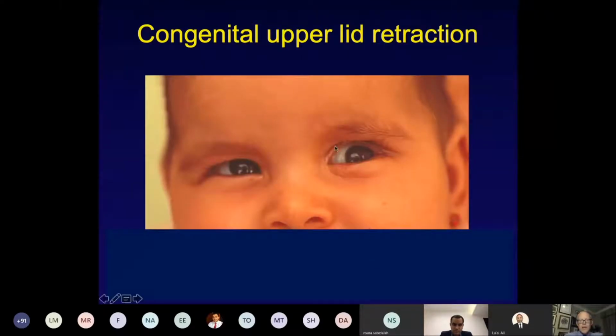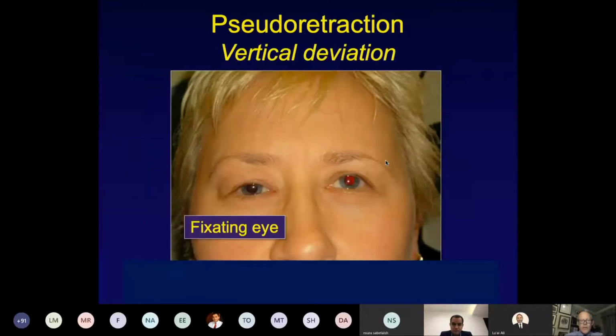Here we have a congenital upper lid retraction. It's very rare, but it clearly does need some fairly urgent treatment, although, of course, in children they have a fairly well lubricated cornea and a good Bell's phenomenon. Don't ever be fooled by pseudo-retraction. It is there waiting for you and me, pseudo-retraction.